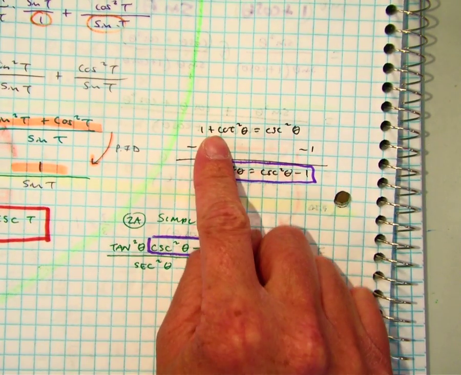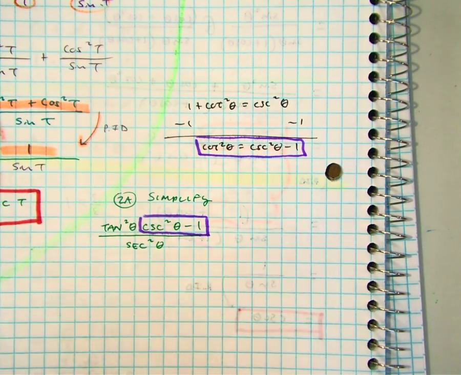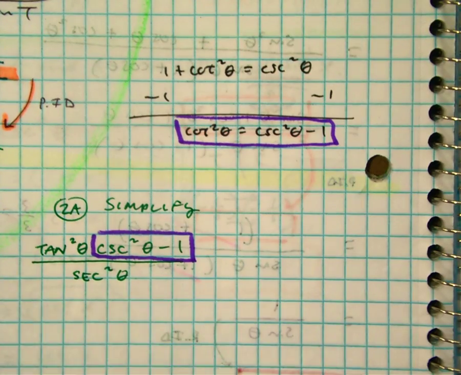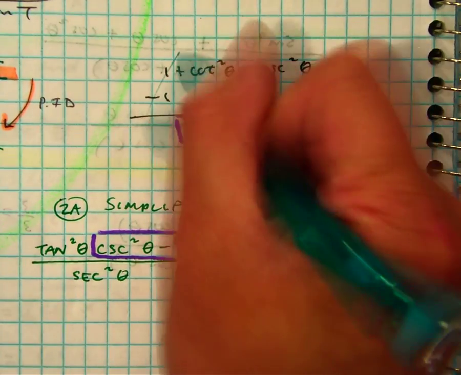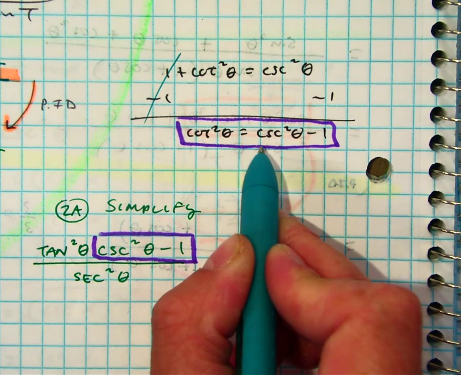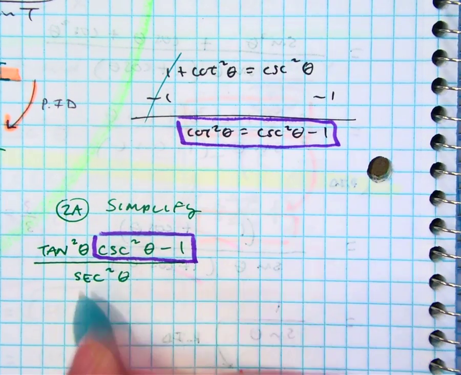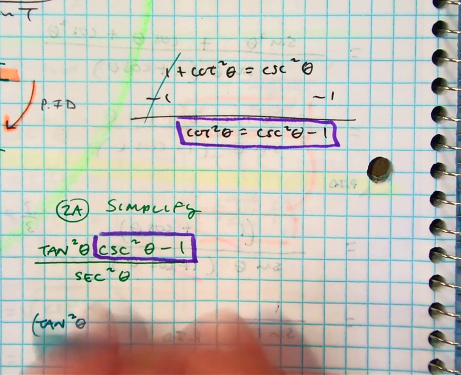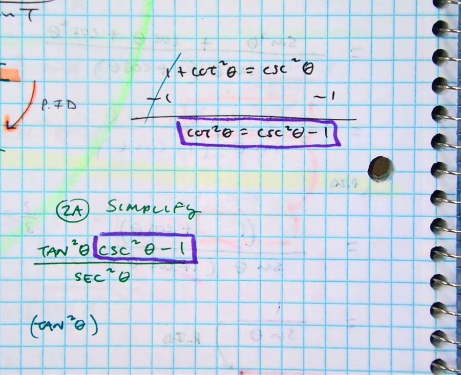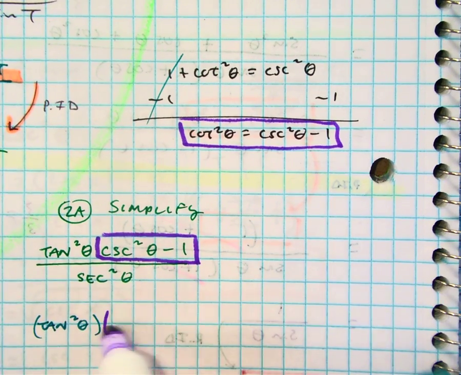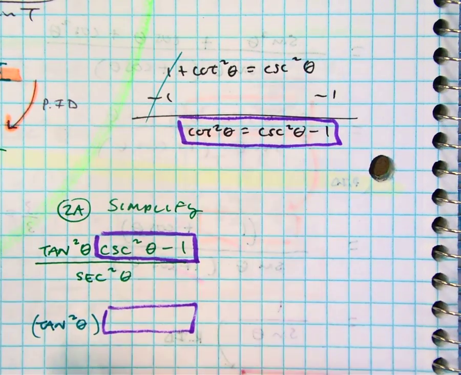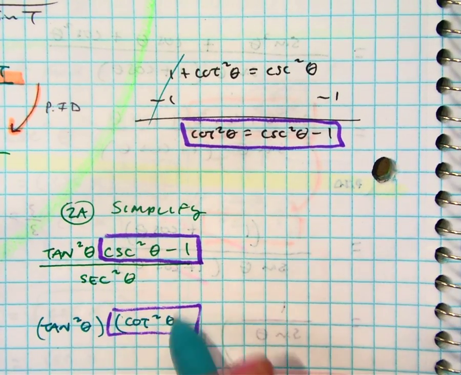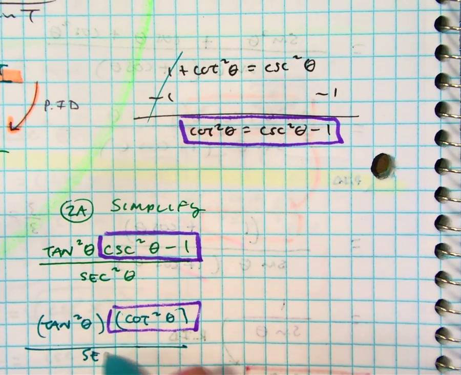1 plus cotangent squared theta equals cosecant squared theta. Well, if I subtract 1 on both sides, I get cotangent squared theta equals cosecant squared theta minus 1. So there I'm going to do a substitution. Tan squared theta, and instead of this purple box, I'm going to have cotangent squared theta, all of that over secant squared theta.